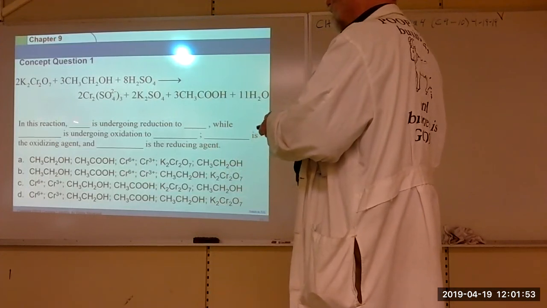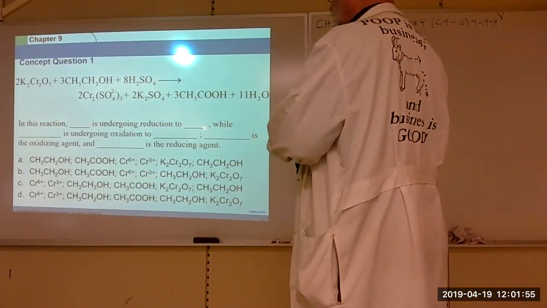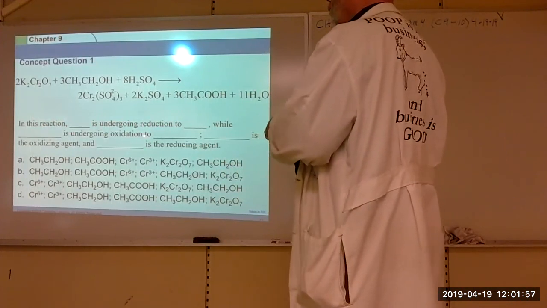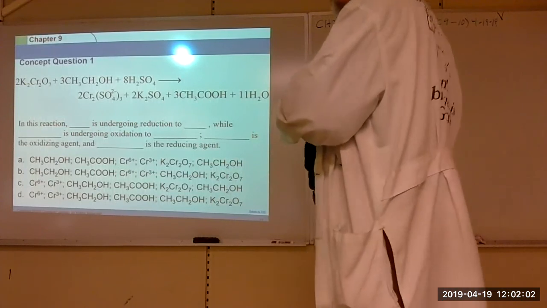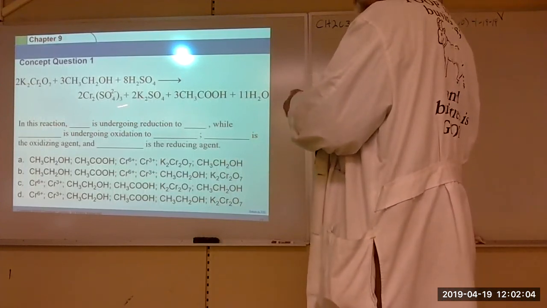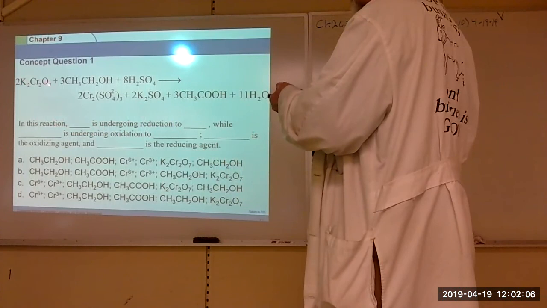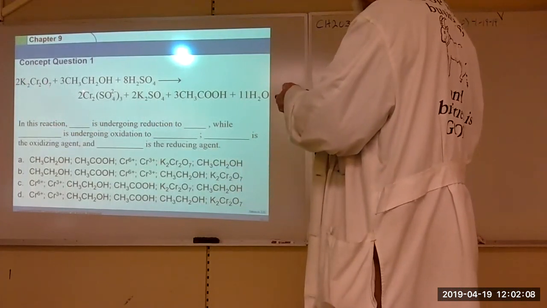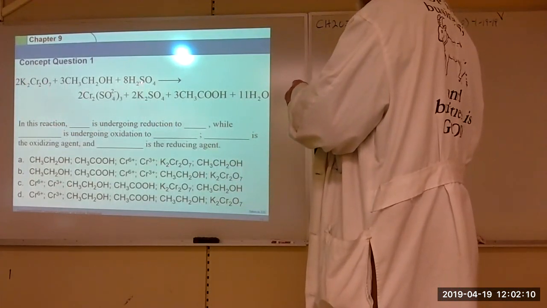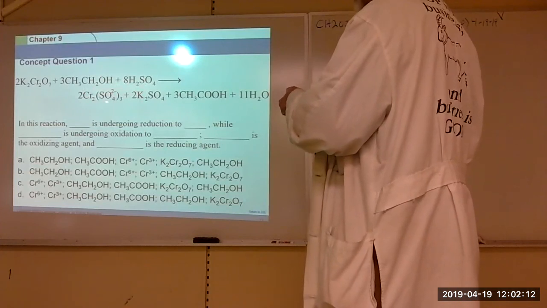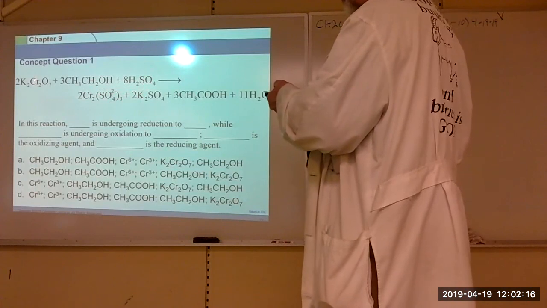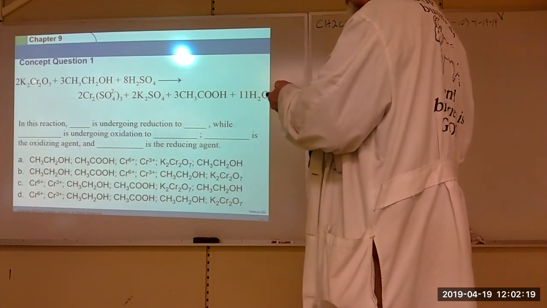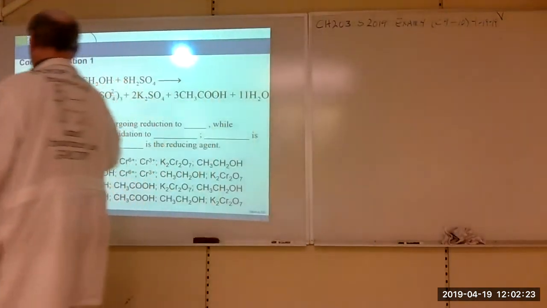In this reaction, something is undergoing reduction to something else, while something is undergoing oxidation to something else. We can fix this one pretty quick. Potassium doesn't change. Oxygen doesn't change. Sulfur, maybe. Nope. Sulfate here, sulfate there. Sulfur doesn't change. So chromium will change. This is 6 plus. Right, we did that one earlier.